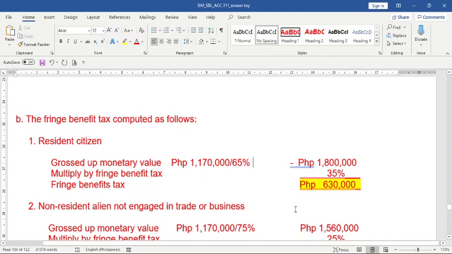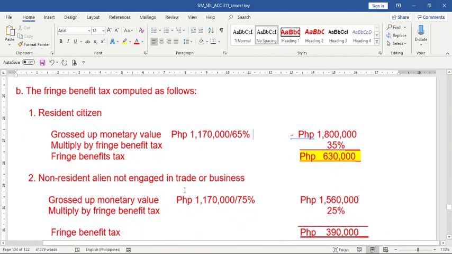Okay, next. For non-resident alien not engaged in trade or business, take note that this is our fringe benefit tax. Our gross monetary value factor is 75%, because our fringe benefit tax is 25%. So 1,170,000 divided by 75%. Our gross up monetary value is 1,560,000. Multiply with the fringe benefit tax, 25%. So your fringe benefit tax is 390,000.